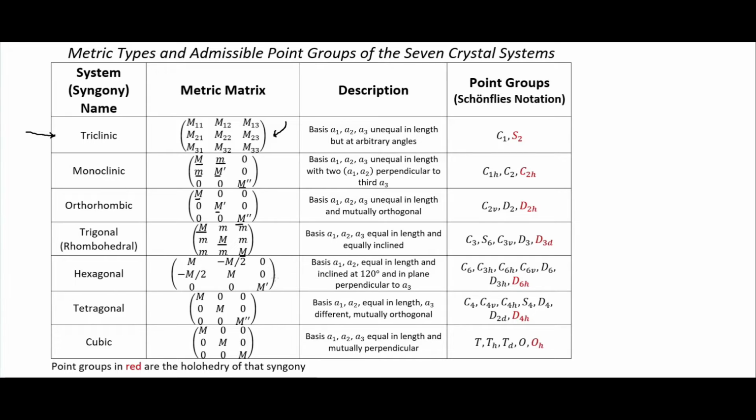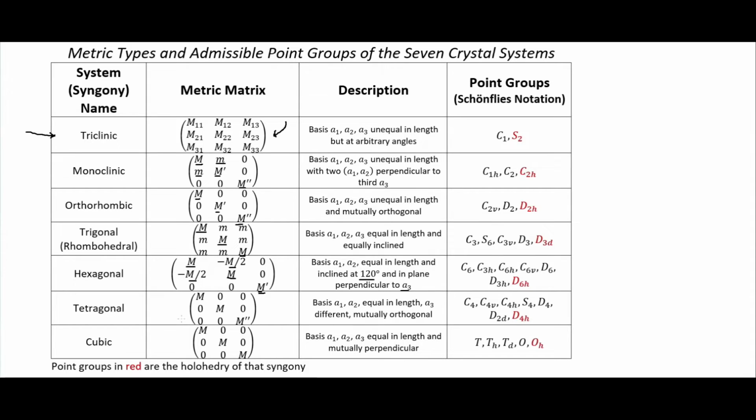Then the hexagonal, the bases A1, A2, A3 equal in length and inclined at 120 degrees and in plane perpendicular to A3. So we see that A1 and A2 are equal in length, and A3 has the prime, so that is not equal in length. And then these minus m over 2's in these off diagonals here are telling us that we have these 120 degrees in plane perpendicular to A3.